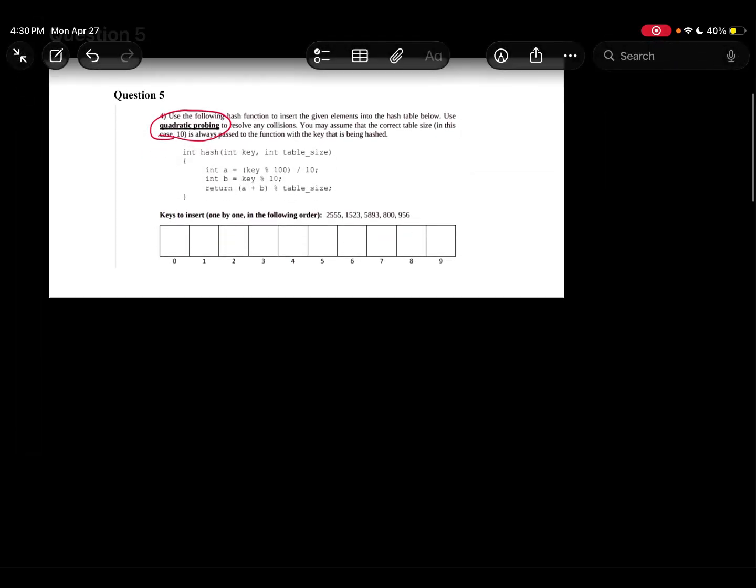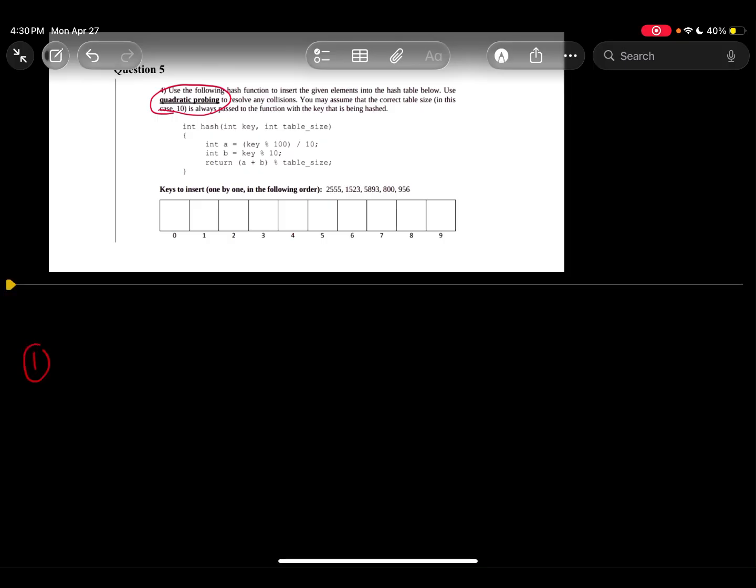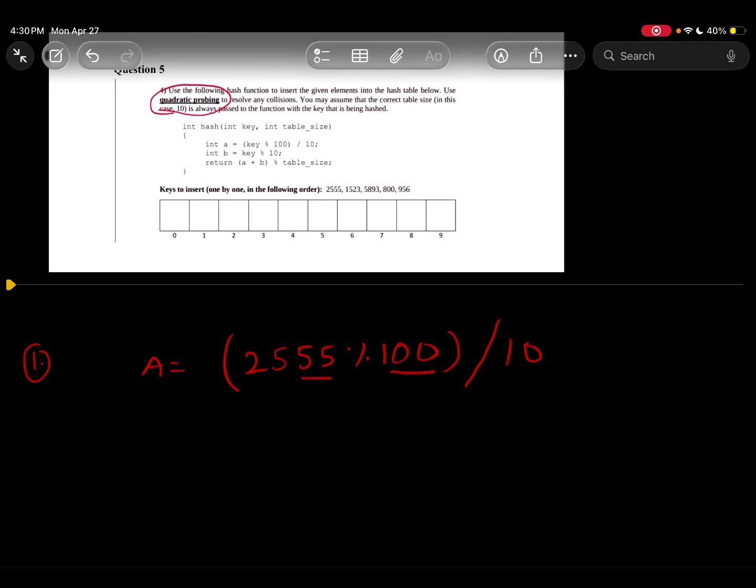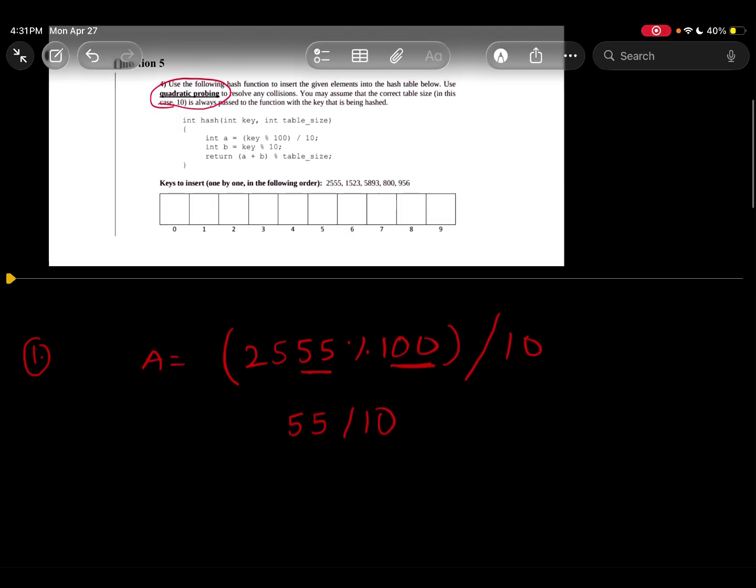All right, so what we'll do, let's just calculate 2555 first. A is 2555 mod 100 divided by 10. This is easy, actually. Anytime you have 100, 10,000, you don't need to mod the whole number. Just take the last 2 digits and match it with the zeros. So I'm not doing 2555 mod 100, I'm doing 55 mod 100, which is just 55. Divided by 10 is 5.5.